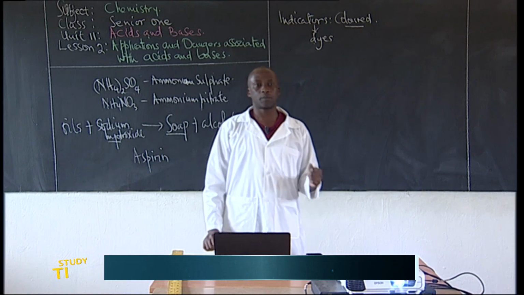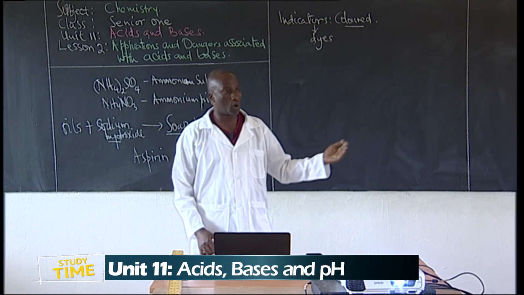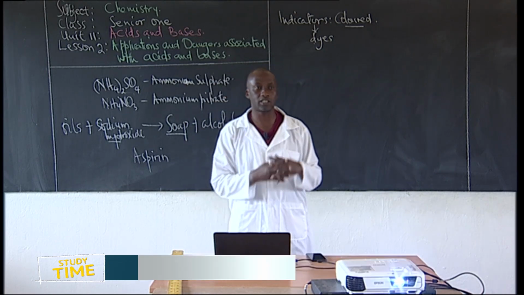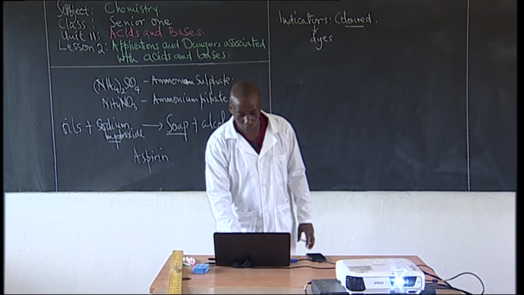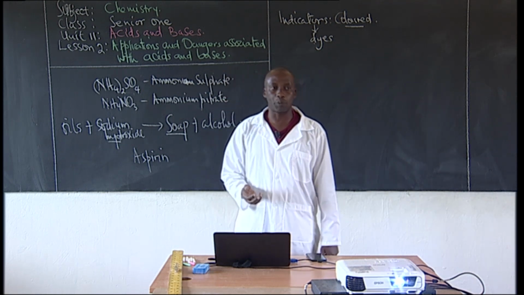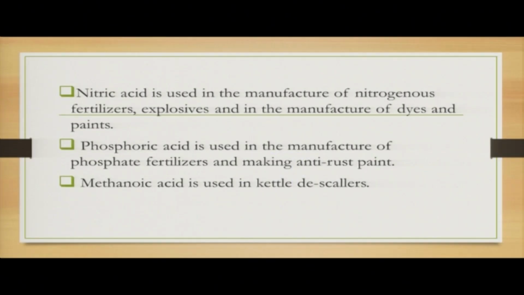You know the paints for buildings and windows and so many other places, that is where the acid is used. Phosphoric acid is used as an anti-rust agent and also in phosphate fertilizers.